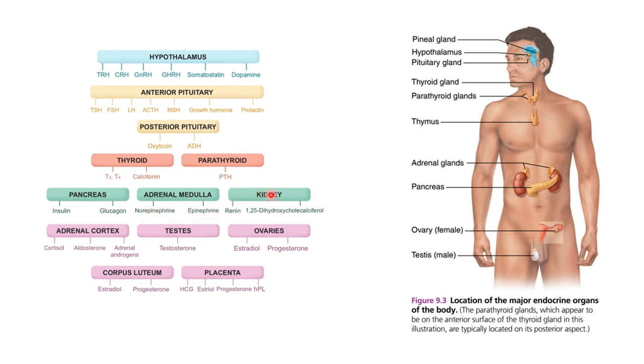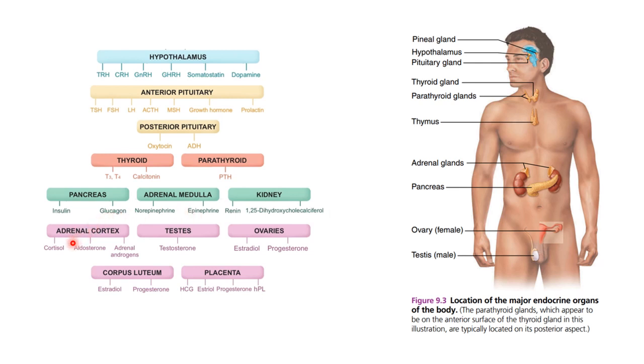The kidney is also a gland, and it secretes renin, which converts inactive angiotensinogen into angiotensin 1, which has both vasodilatory and vasoconstrictive activity. The kidney also produces activated vitamin D, or your 1,25-dihydroxycholecalciferol.